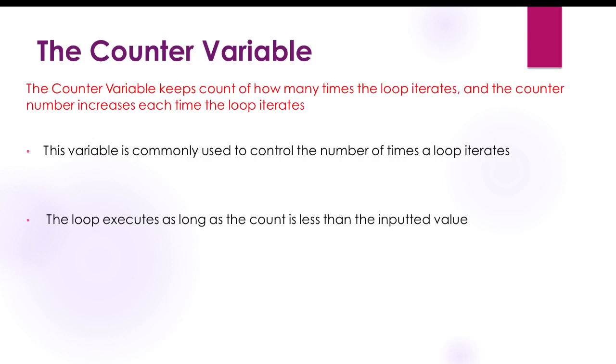One of the most important parts of the while loop is the counter variable. The counter variable keeps count of how many times the loop iterates, and the counter number increases each time the loop iterates. So this variable is commonly used to control the number of times a loop iterates. The count variable is usually set to 0 and it increments by a number each time the loop iterates, and this is why the count variable is used as a counter. Another important thing to remember is that the loop will only execute if the count is according to the condition that is set at the beginning of the loop.